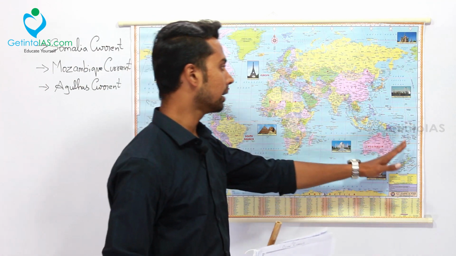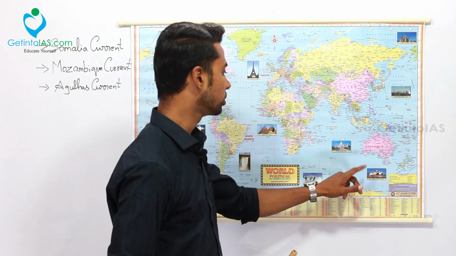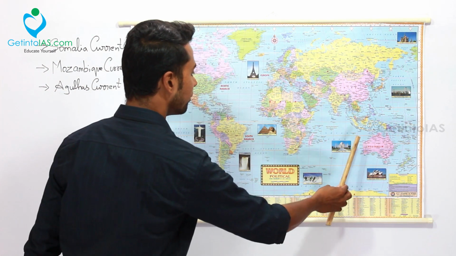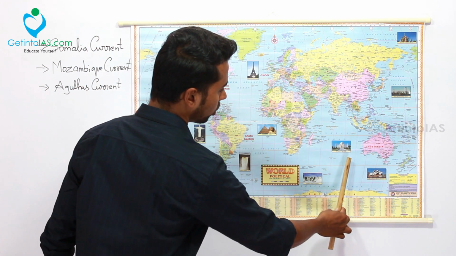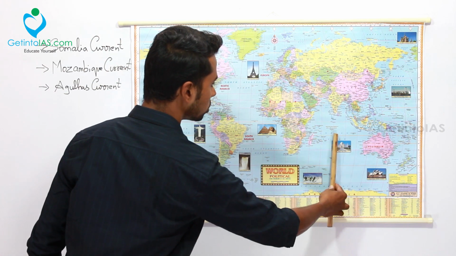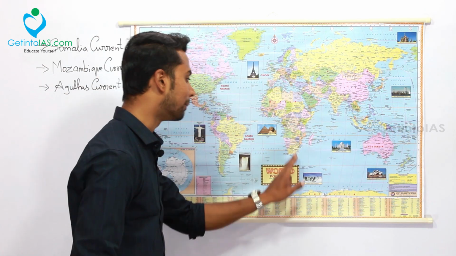Your East Australian current belongs to the South Pacific Ocean, and your West Australian current belongs to your South Indian Ocean. The two currents are different. Your West Australian current will go in this direction, and finally, due to the influence of trade winds, it will again shift its direction towards the west and join the South Equatorial current, and the circuit is complete here.